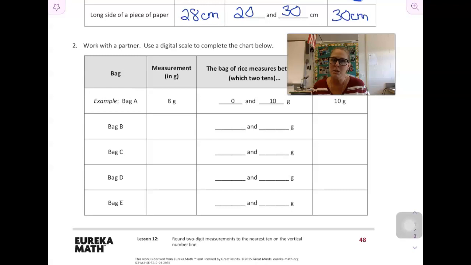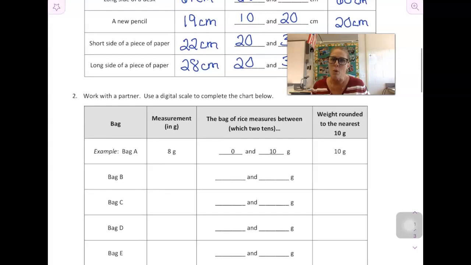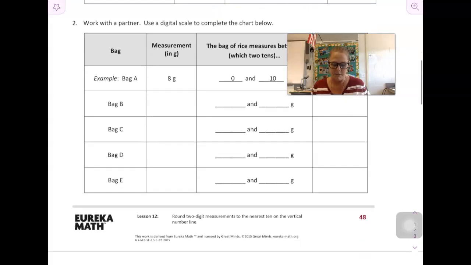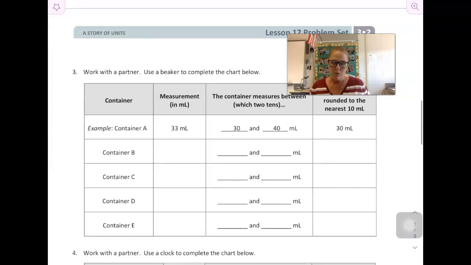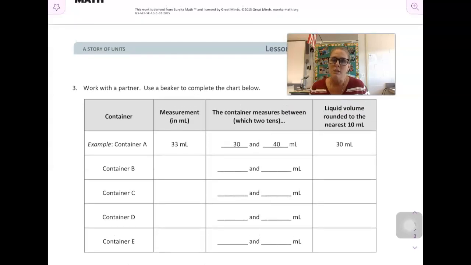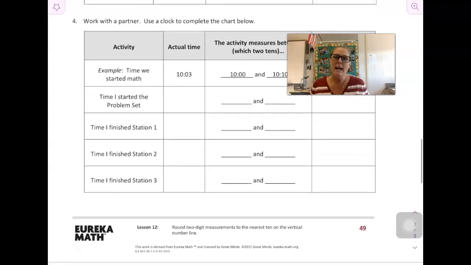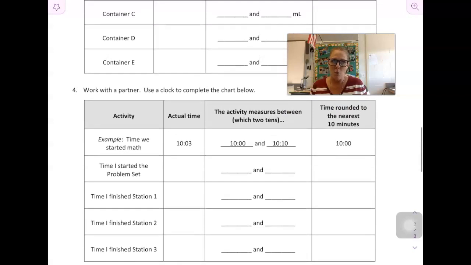We're going to skip problem number 2. It's very similar to what we just did, except we're using grams as our unit of measure, but it's still weight rounded to the nearest 10 grams. Question 3 is also very similar, except our units are milliliters. You could have someone at home make up some problems for you to try on your own. We're going to go ahead and take a look at number 4.